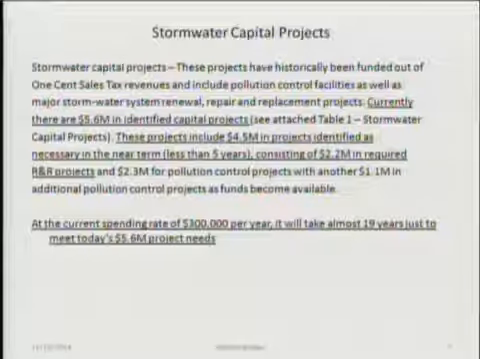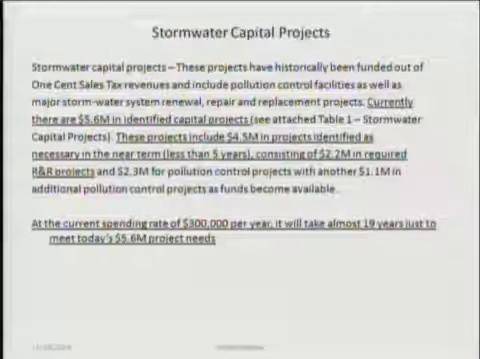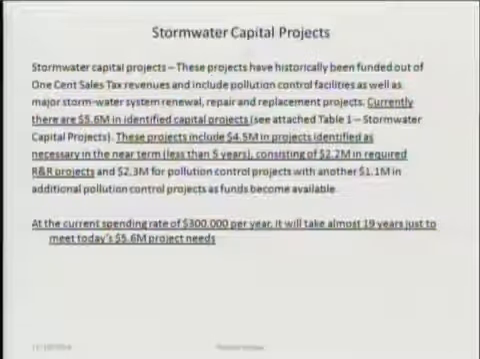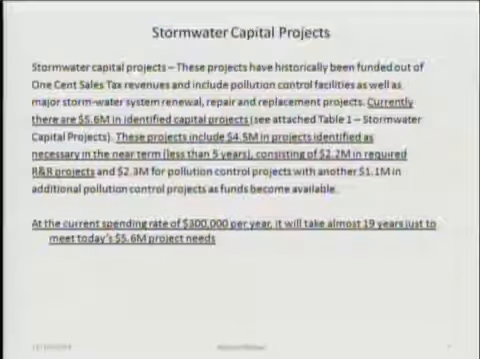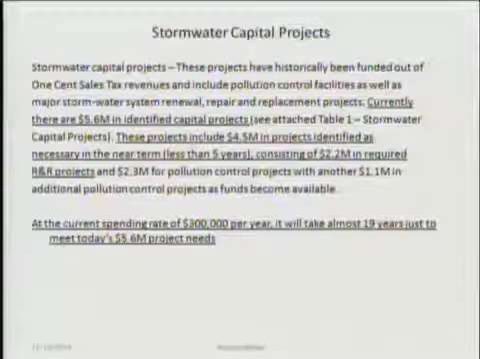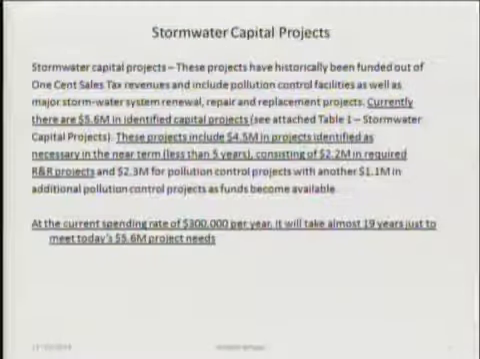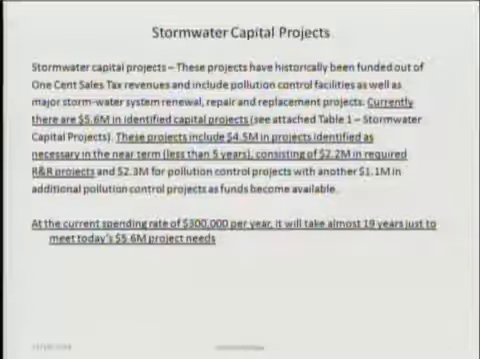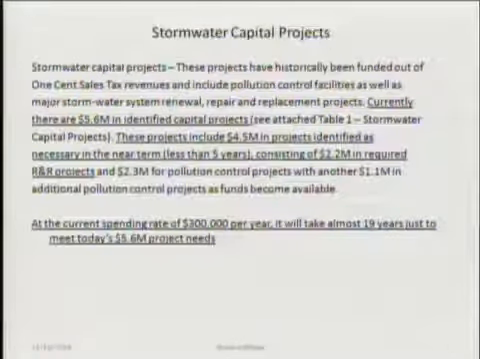Stormwater capital projects have historically been funded out of the 1 cent sales tax revenue. Currently, there are $5.6 million in identified capital projects. See Table 1. Table 1 is inserted here. These projects include $4.5 million in projects identified as necessary in the near term, less than 5 years. And remember, we're putting in $200,000 a year against them, consisting of $2.2 million in required R&R projects and $2.3 million for pollution control projects, with another $1.1 million additional pollution control projects as funds become available.